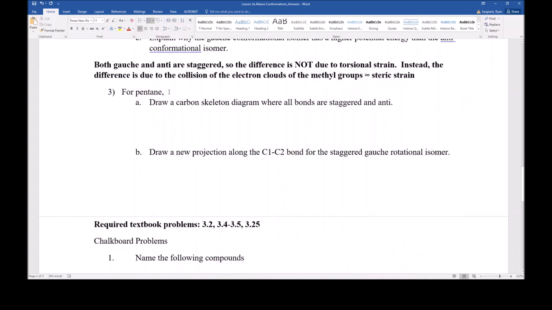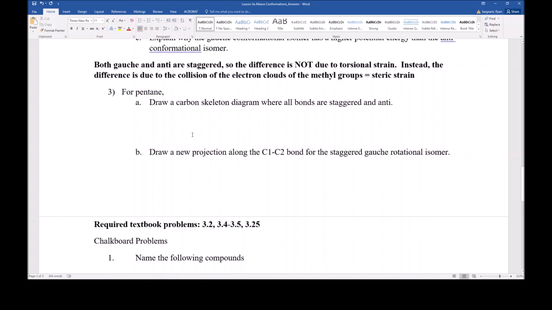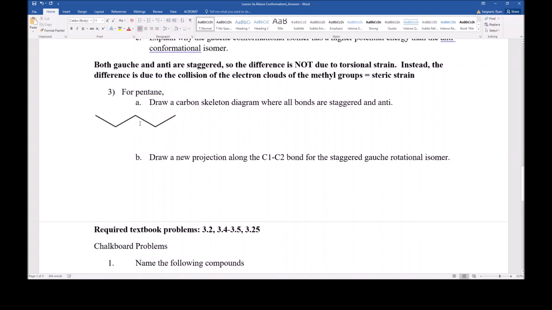Okay, for pentane, draw a carbon skeleton diagram where all bonds are staggered and anti. And the point that I tried to make there is that that occurs when you have a zigzag arrangement. So for any of the higher order alkanes, ones that are large like this, as long as you draw your carbon skeleton like this, then that assures that all of your Newman projections, if you took the time to sight down each of those bonds, would show up as being perfectly staggered and also anti.